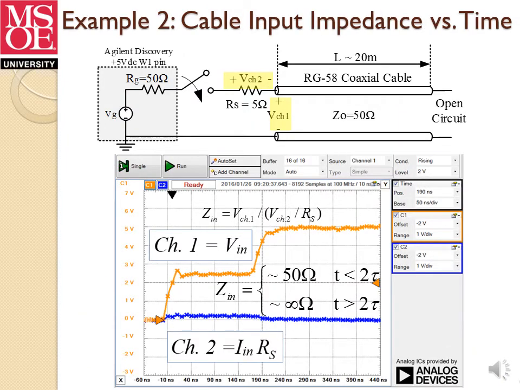By adding a series resistor, the input impedance of the open-circuited cable can be measured versus time using the scope channels. Students see for themselves that initially the input impedance equals the characteristic impedance, but once the reflected wave reaches the input, the impedance jumps up to an open circuit. This helps them understand and differentiate between the characteristic impedance and total impedance on a T-line. It also shows why a multimeter is unable to measure the characteristic impedance directly.